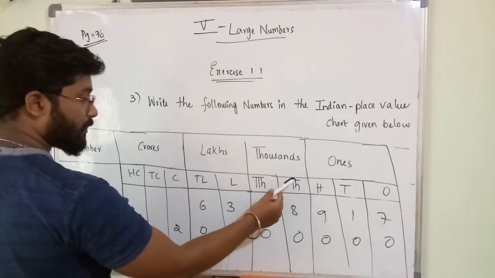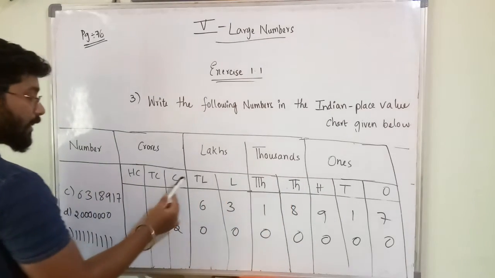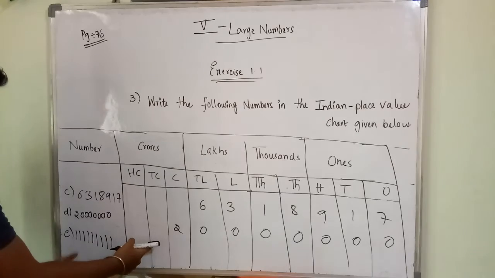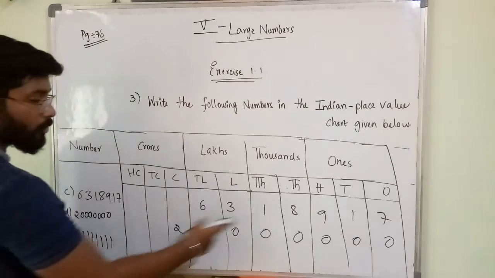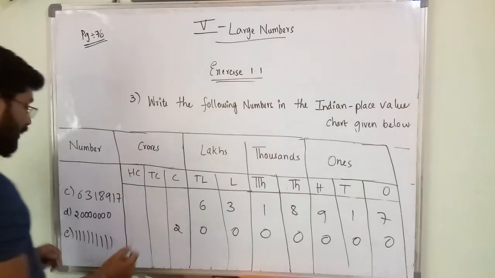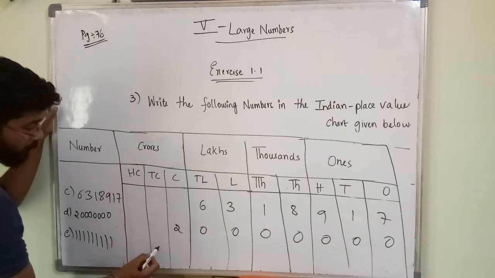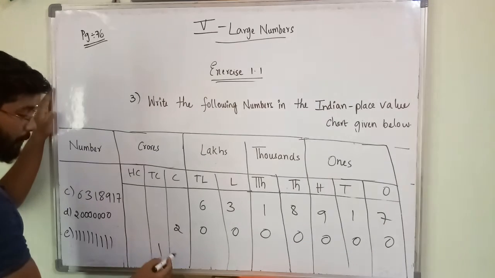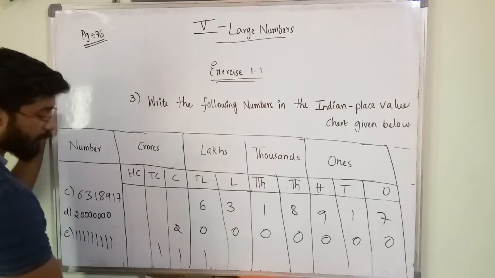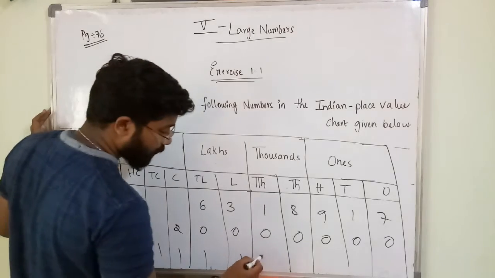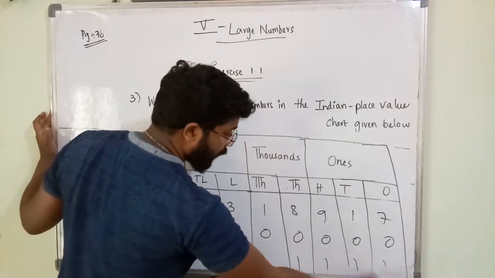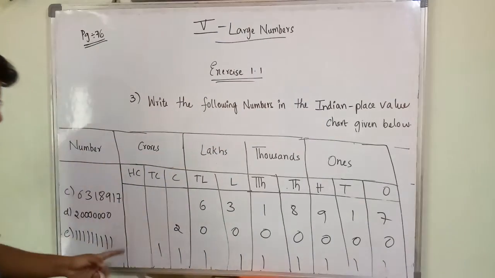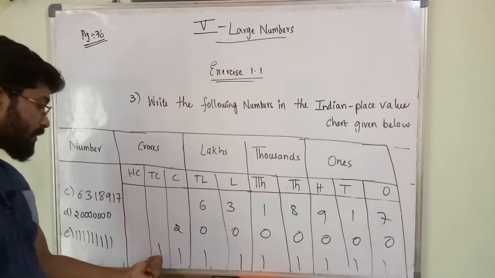Ones, tens, hundreds, thousands, 10,000s, lakhs, 10 lakhs, crores. So if you want 9 digits, a 2 crore is an 8 digit number. So here he has given 9 digits now. So from here you have to start from 10 crores. 1 1 1 1 1 1 1 1 1. So this is 10 crores.